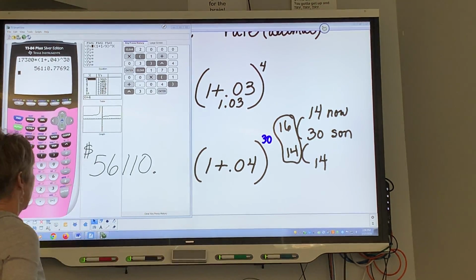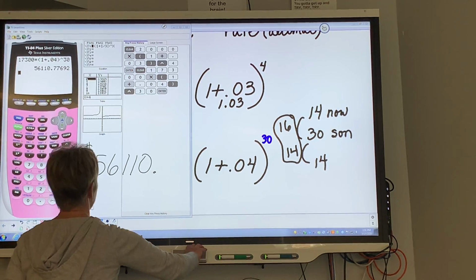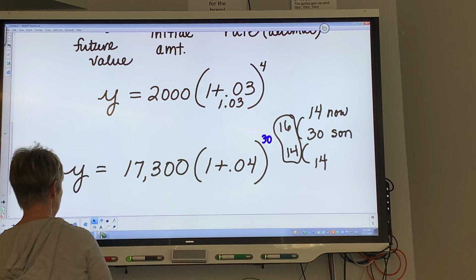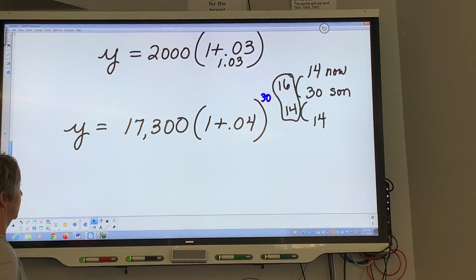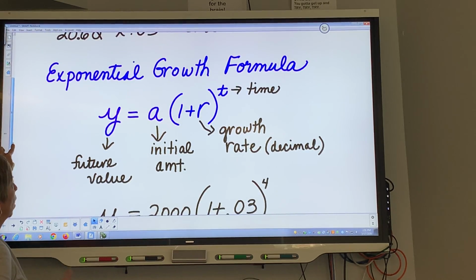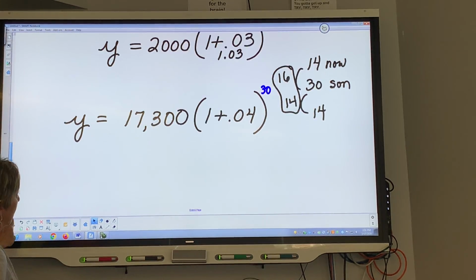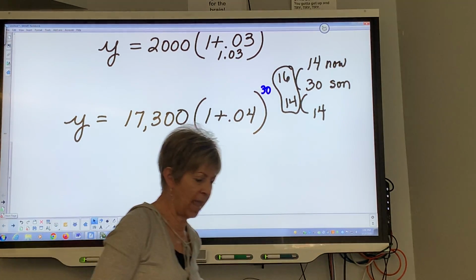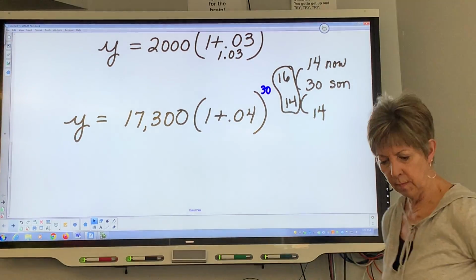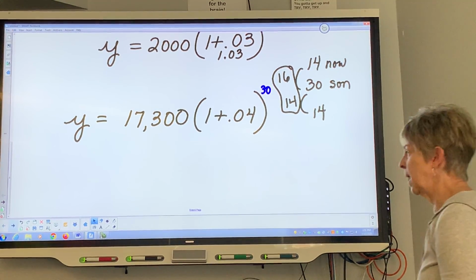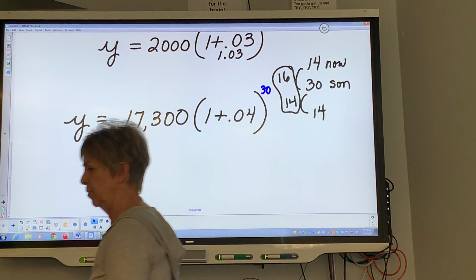So, now, that's that. We can get rid of that now. Okay, so that's how we use our exponential growth formula. Well, let me do one more. Okay, let's suppose that you have $5,000. No, let's not do that.